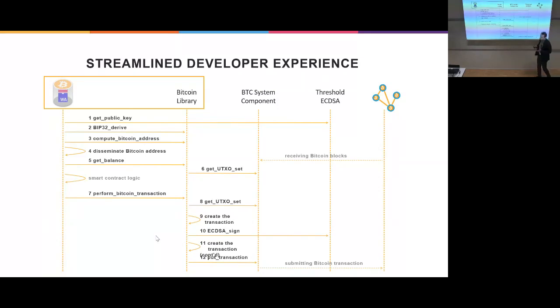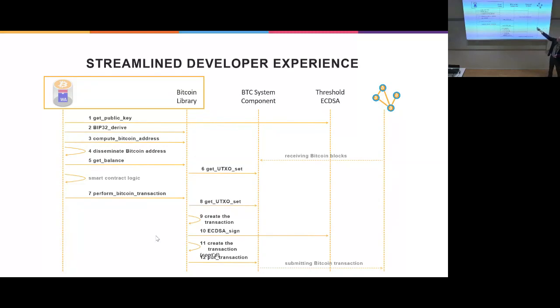And now it's very easy. Let's say we build an NFT trading platform. First, we need to get the public key from the ECDSA component. Then we can BIP32 derive an arbitrary number of keys. We can derive Bitcoin addresses. We can give Bitcoin addresses in step 4 to our users. For example, every user gets their own address for transferring Bitcoin, for making purchases of NFTs.